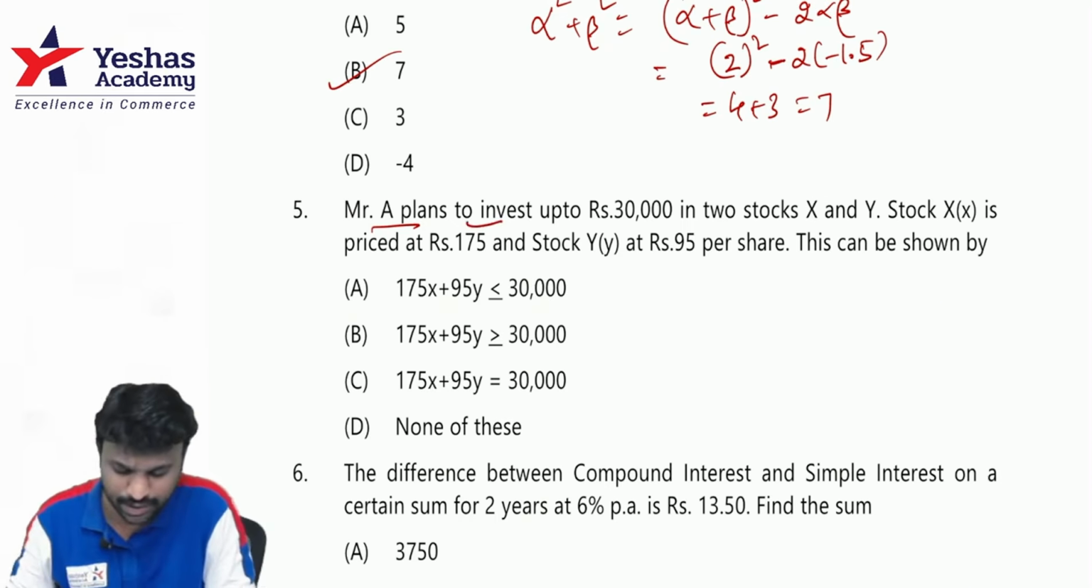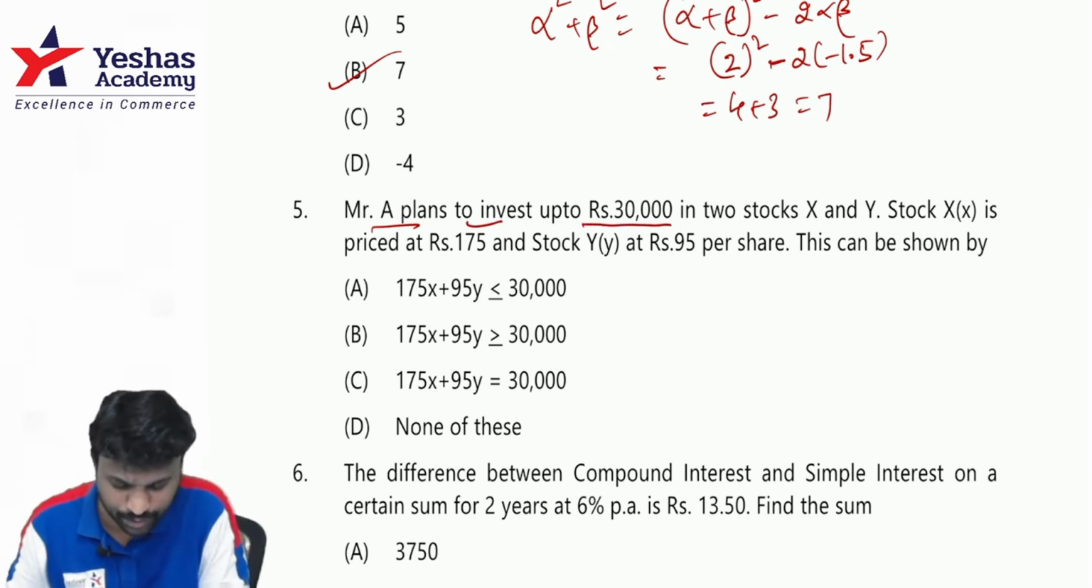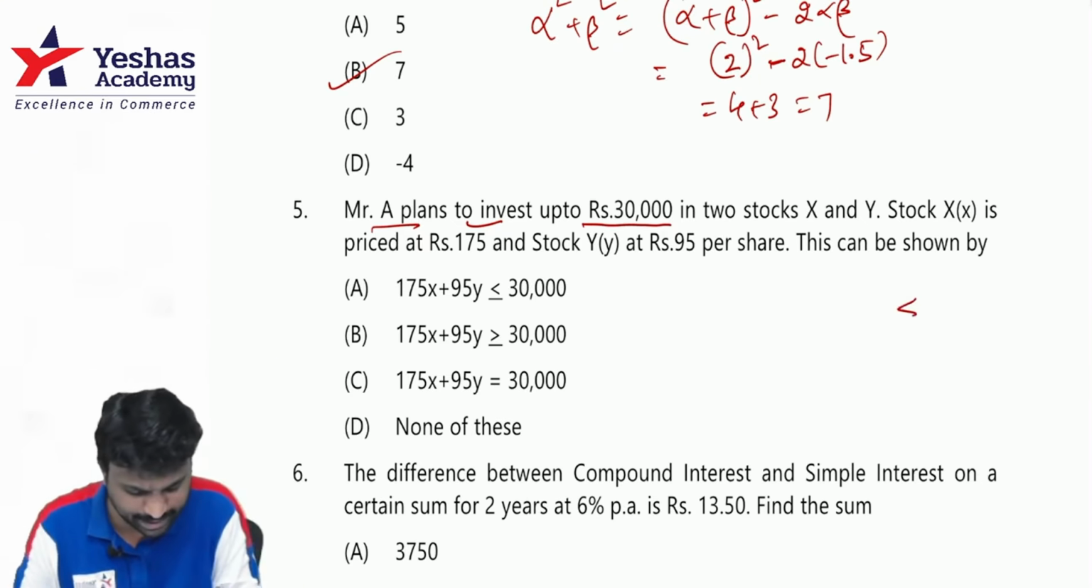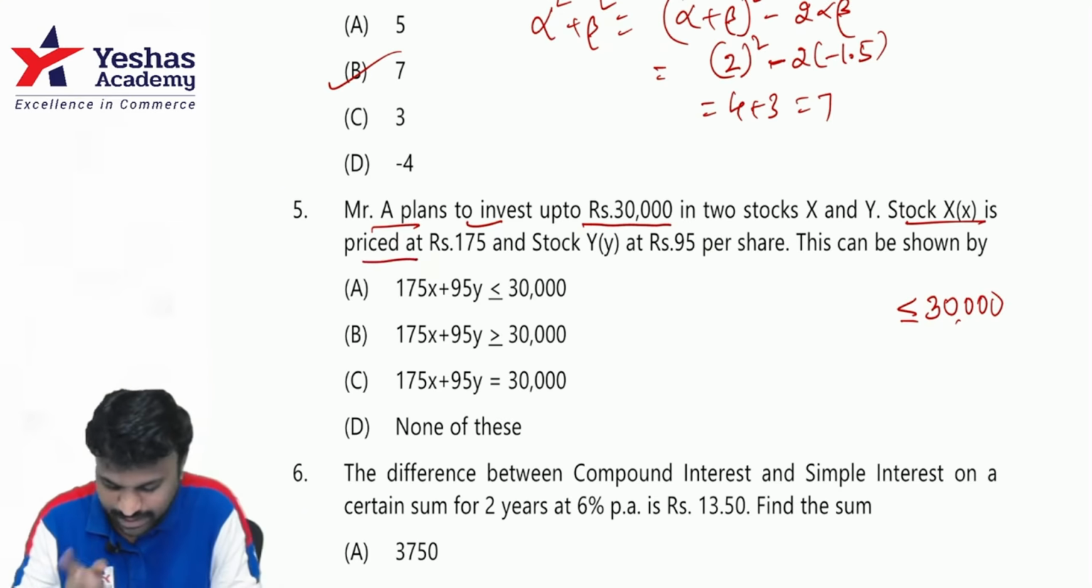Mr. A plans to invest up to 30,000. Invest up to 30,000 means not exceeding 30,000. That means less than or equal to 30,000. Now, stock X is priced at 175 rupees.